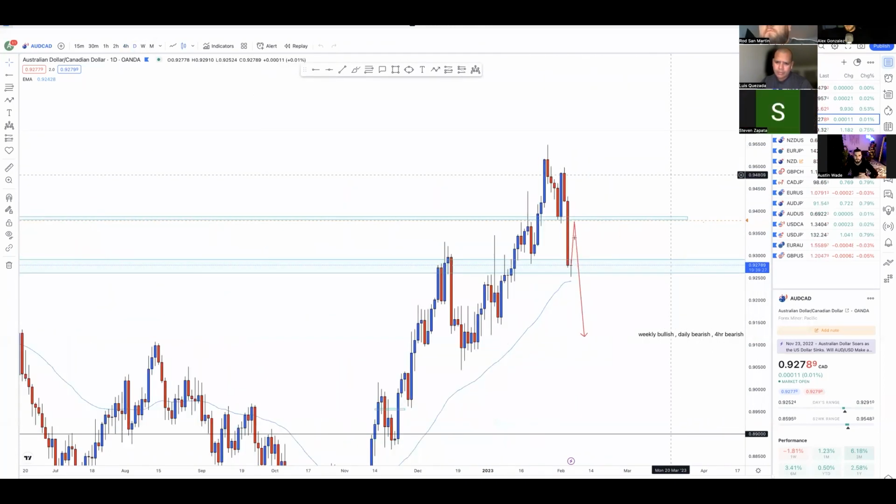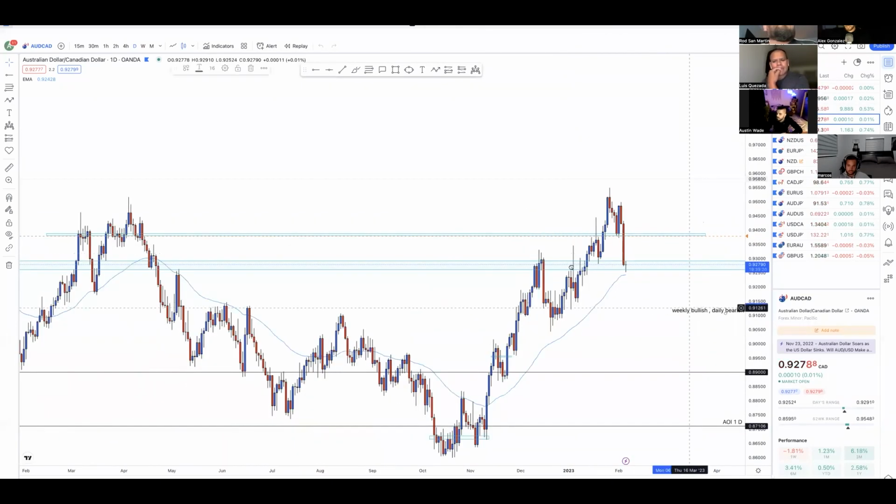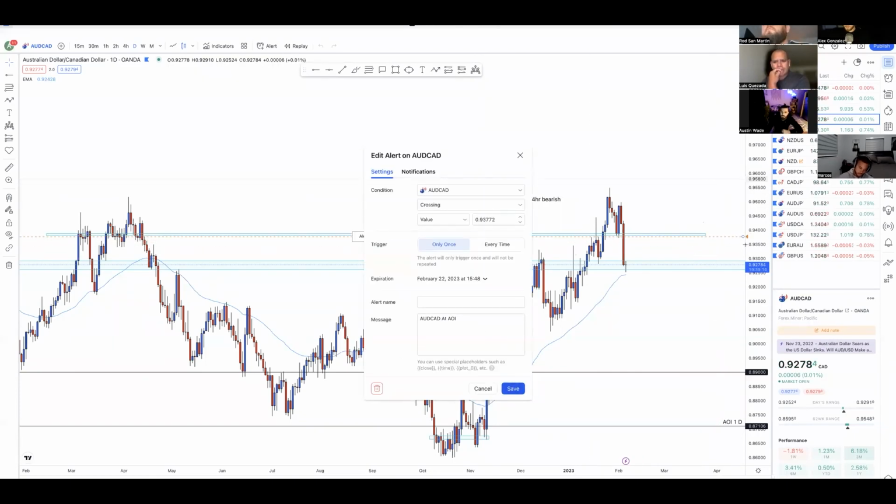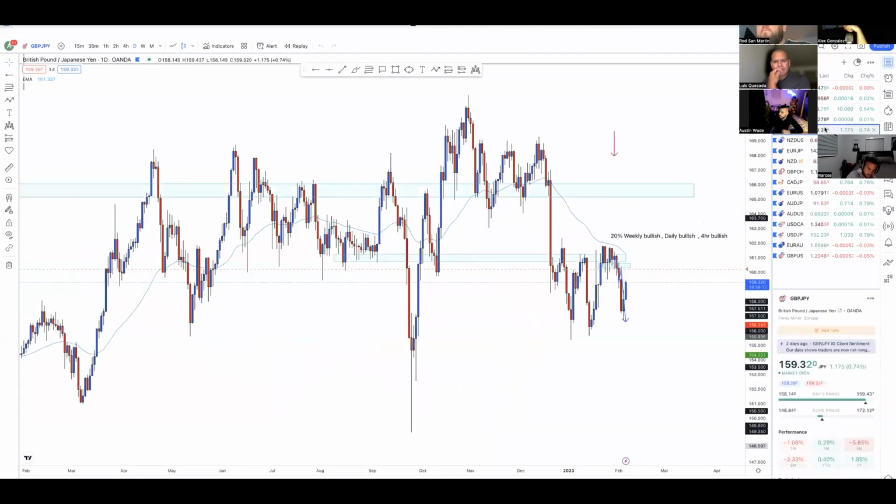Same thing on the daily time frame. Once this plays out, I feel like that'll be very beautiful to have continuation to the downside. So I'm going to have my alarm here, the same spot I was looking to buy. Now I'll be looking to sell. GJ.